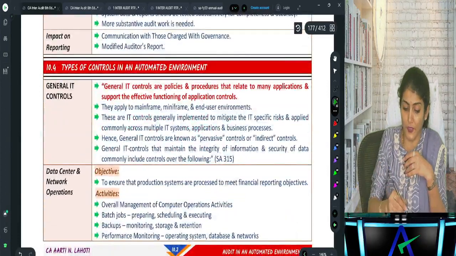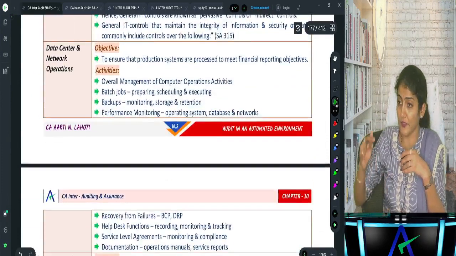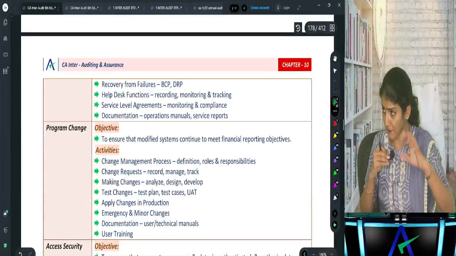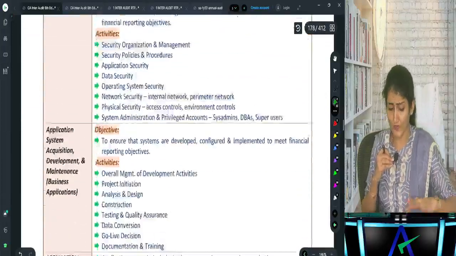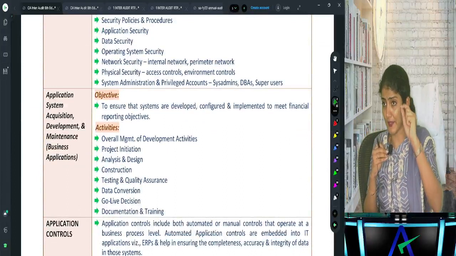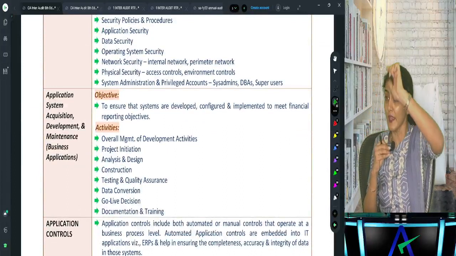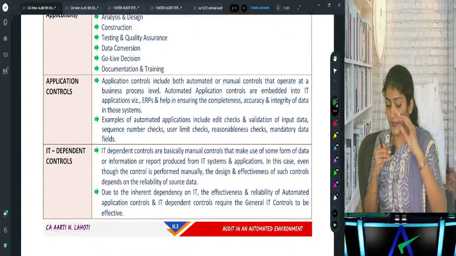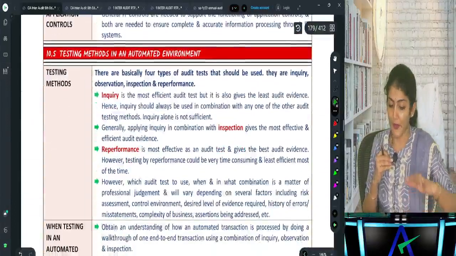Then types of control: general IT control, under which we have four. What are the four? Data center and network operation, program change, access security, and application system acquisition, development and maintenance. These are the four types of the general IT control. Then you have the application control, and then you also have the IT dependent control.